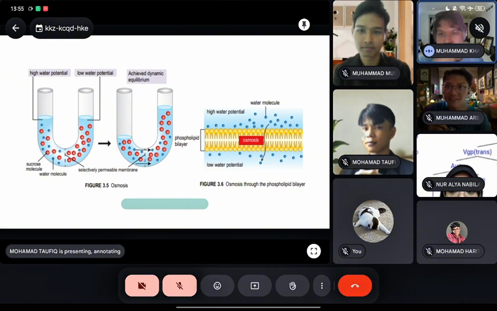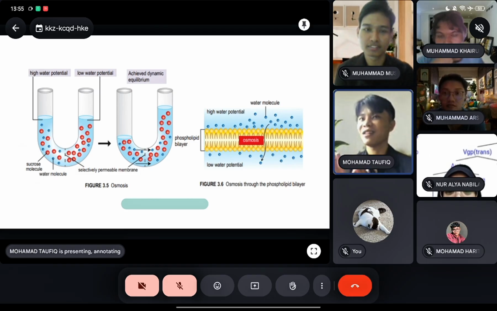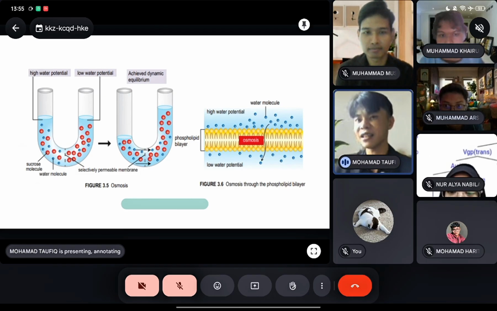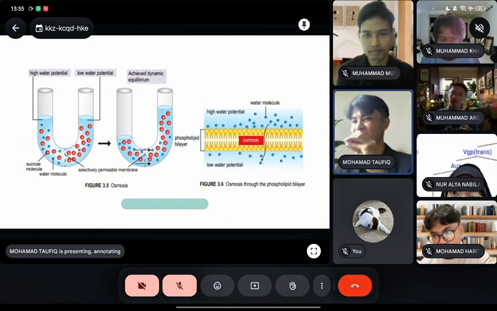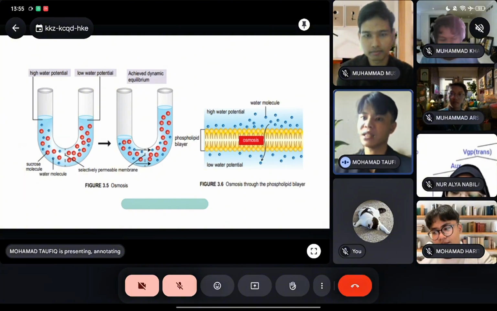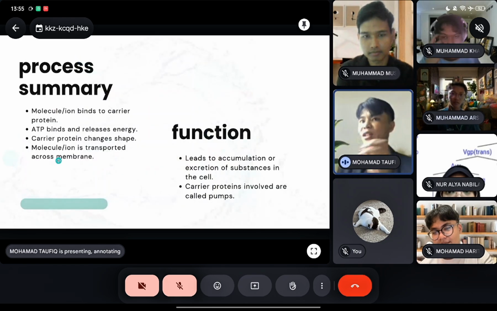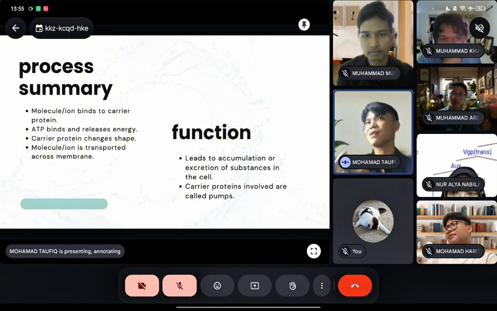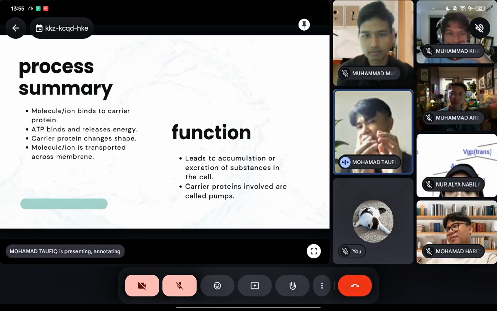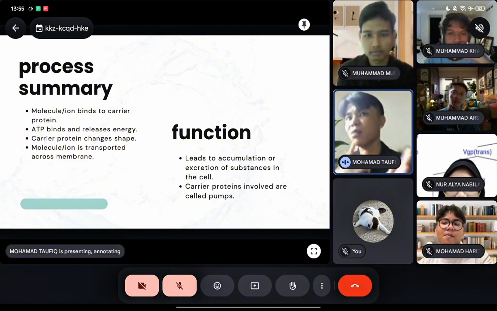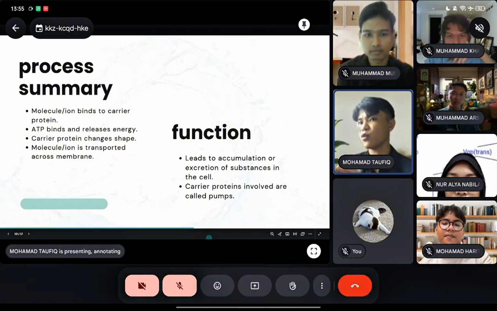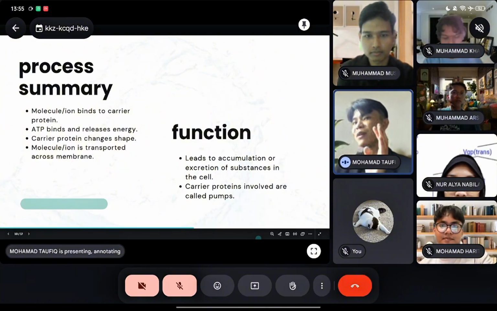Wait, can you repeat what you said last? Okay, I said that in active transport, there is accumulation or disposal of molecules or ions. For example, in the slide I mentioned just now, the function is accumulation or extraction. Substances are a lot over here and then we want to move them upward the hill. That is for active transport. But then how about passive transport? What is the destination? What do we want to do with passive transport?